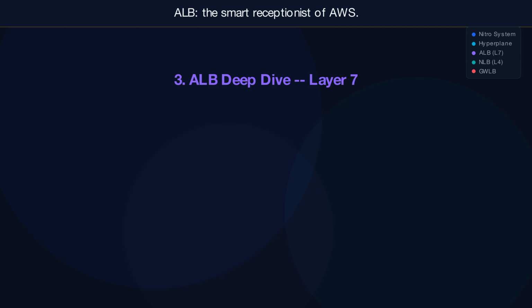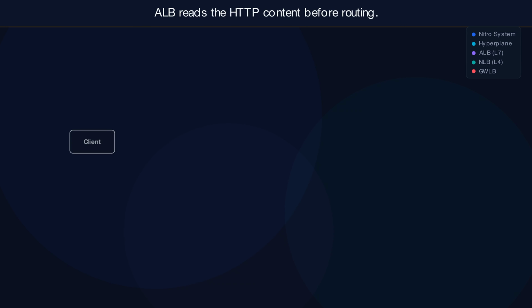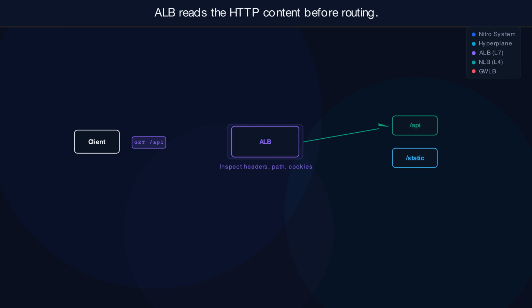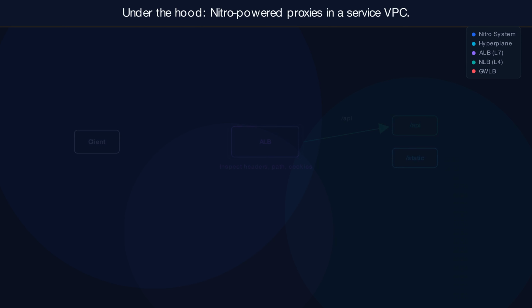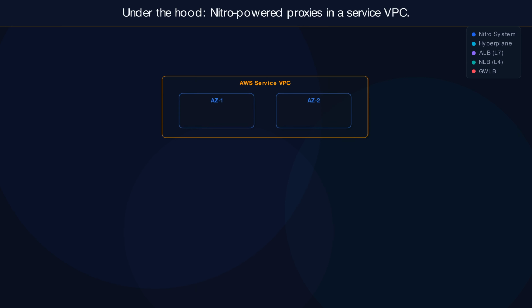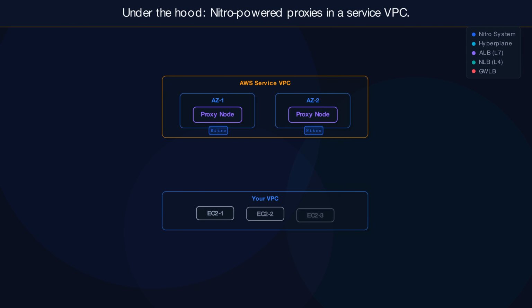Now let's open the hood on the application load balancer. ALB is a Layer 7 proxy. Think of it like a smart receptionist who reads your invitation before deciding which room to send you to. It terminates your HTTP connection, inspects headers, cookies, and paths, then forwards the request to the right target. Under the hood, ALB runs on Nitro-powered EC2 instances inside a hidden AWS service VPC. Similar architecture to the classic load balancer, but supercharged by Nitro hardware.